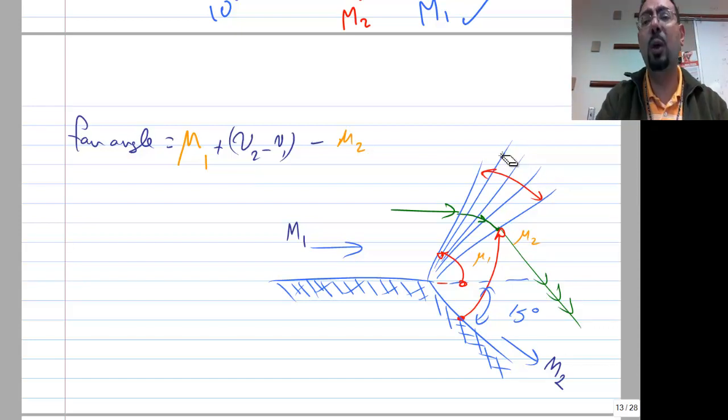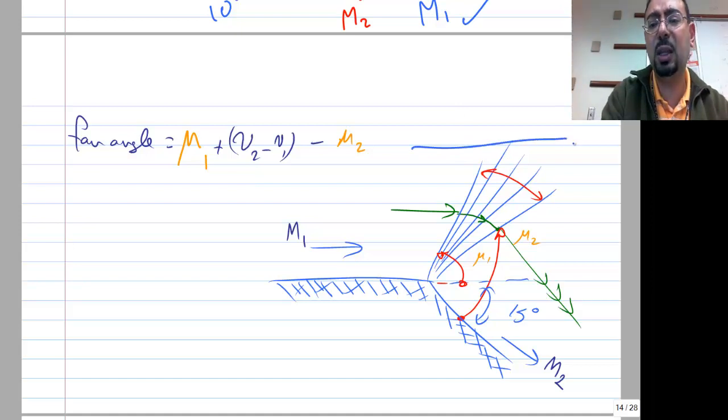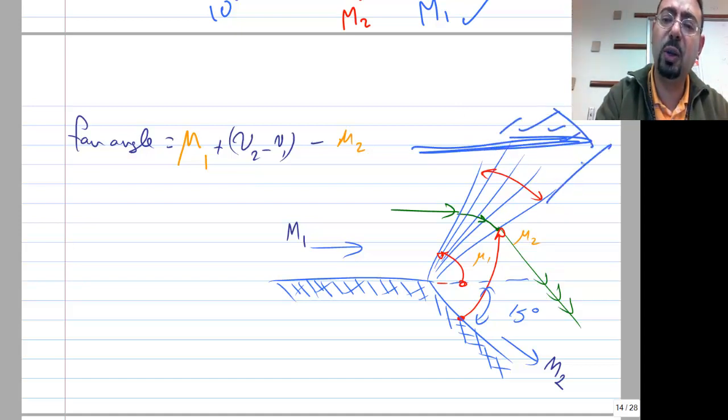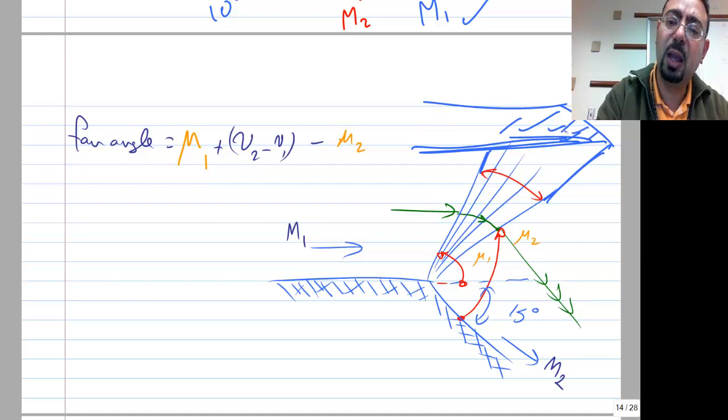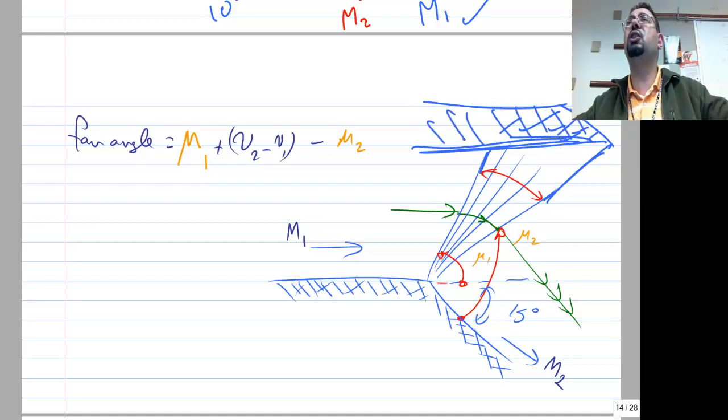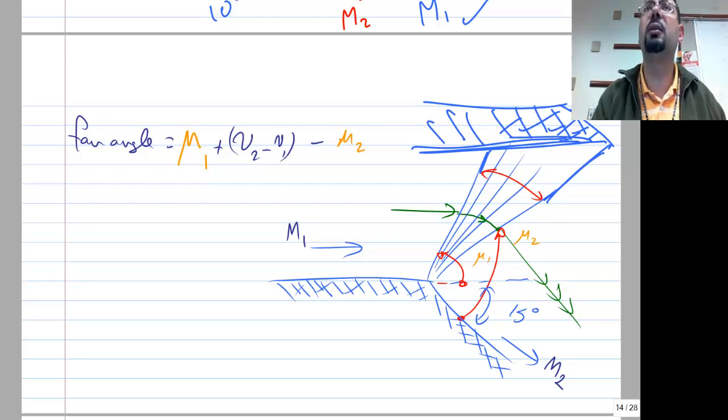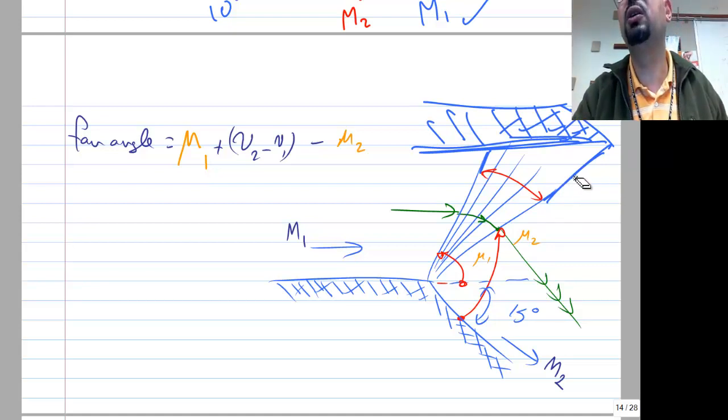Why does he want the fan angle? Well, maybe for the engine, he wants to see how large the engine should be, so that he can finish the engine. So he basically needs to know where the expansion fan finishes. Say this is the upper wall, and he doesn't want to finish the engine too early, before the shock hits the expansion fan. So how do we calculate that fan angle?